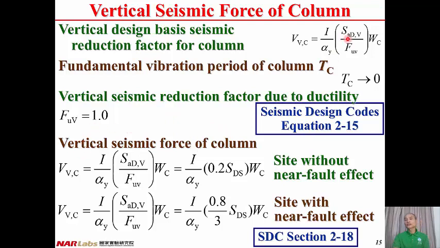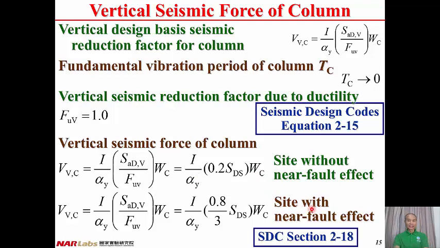From the previous slide, we already know SaDV, and from this slide, we know FuV equals 1.0, so we can compute the vertical seismic force of the column. VVC equals I divided by alpha y, times SaDV divided by FuV, and FuV equals 1. SaDV for the site without near fault effect equals 0.2 SDS. Therefore, for the site without near fault effect, the vertical seismic force of the column equals I divided by alpha y times 0.2 SDS times WC. WC is the weight of the column.